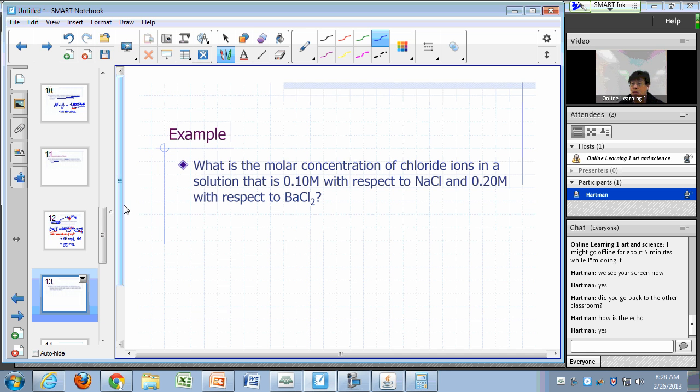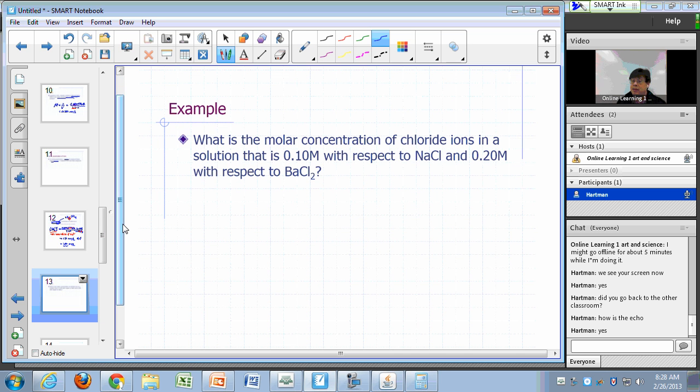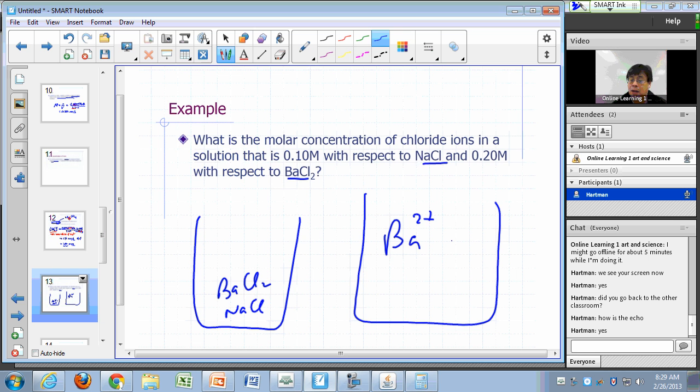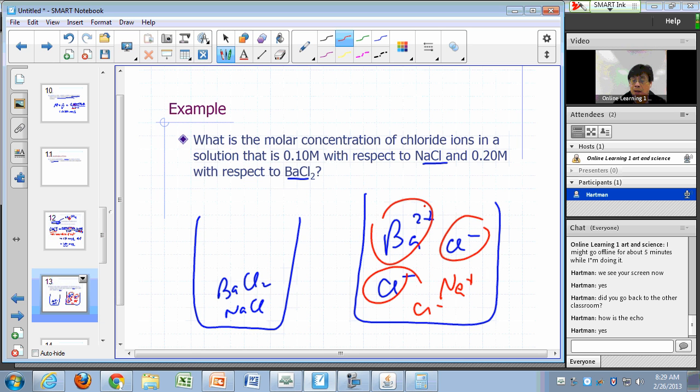All right, what's the molar concentration of chloride ions if you have a mixture that doesn't contain just sodium chloride but also contains barium chloride? So you have a solution, it has barium chloride in it and sodium chloride. Now, if you remember, if you put these compounds in water, your barium ions are not going to be clustered with your chloride ions. They're all going to be separate from each other, right? And so will your sodium and your chloride ions.